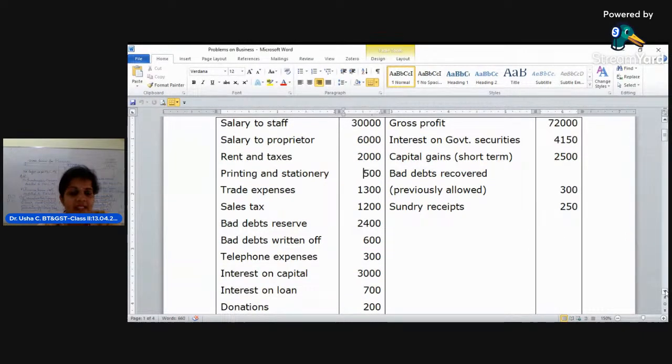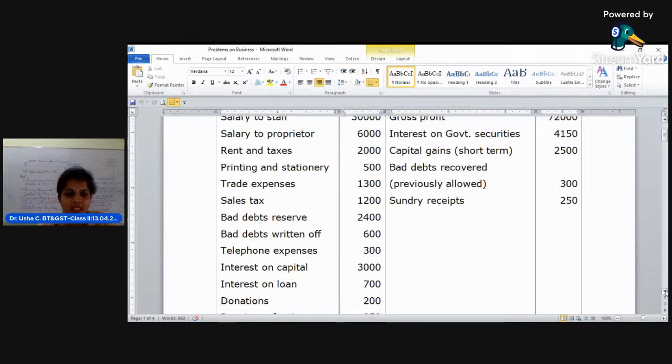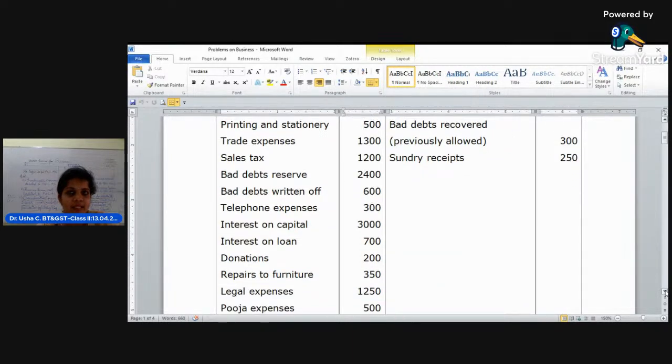Okay. Printing and stationery, it is 500. Trade expenses 1,300. Sales tax 1,200. Bad debt reserve 2,400. Bad debts written off 600. Telephone expenses, it is 300. Interest on capital 3,000.